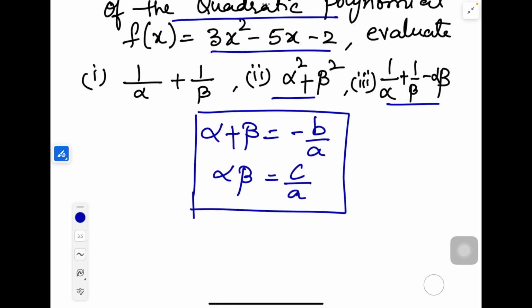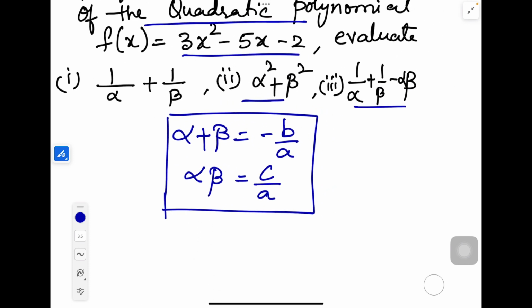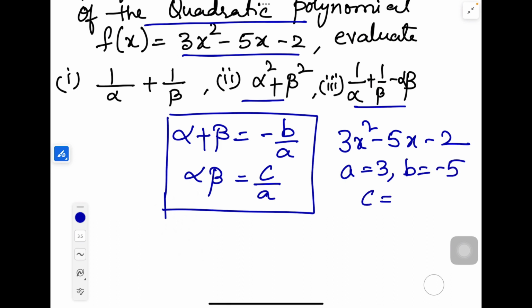So let us first write down alpha plus beta and alpha beta. Our polynomial is 3x square minus 5x minus 2. So a is 3, b is minus 5 and c is minus 2, because we know the standard form of a quadratic polynomial is ax square plus bx plus c. So it is in the standard form. So write the coefficients a, b, c.